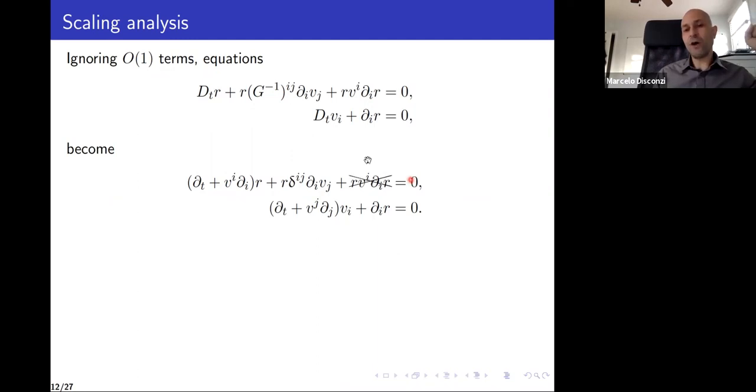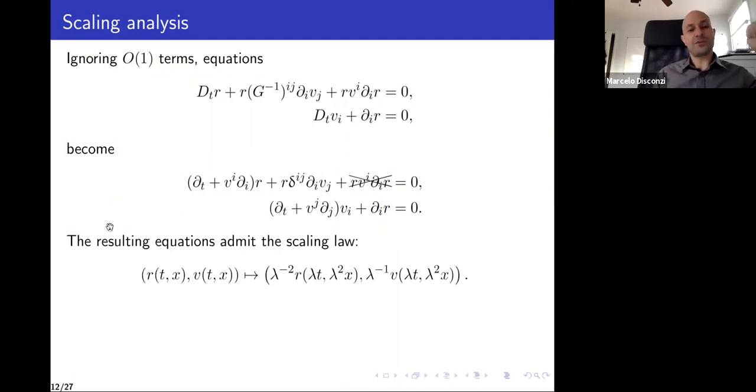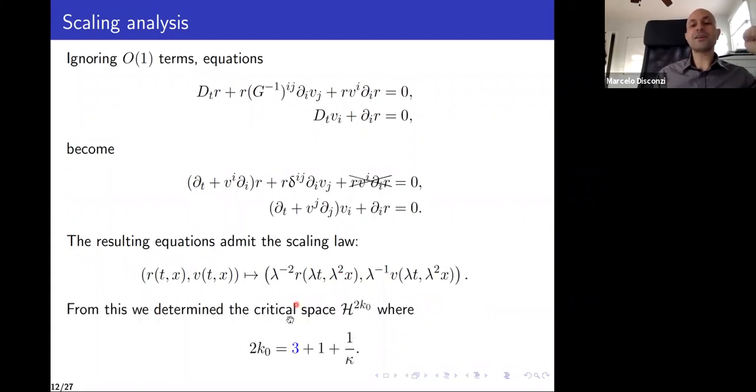And if you believe what I said before, this term can be treated as a perturbation. I'm going to throw away this guy as well. So if I do this sort of heuristics, I end up with these simpler equations, which I expect are capturing the leading order dynamics of the fluid motion. And now the simplified equations admit some scale symmetry. They have the following scaling law written here, which means that if you rescale your quantities in this form, you take solutions into solutions. And now that you have this scaling law, you can define some critical spaces.